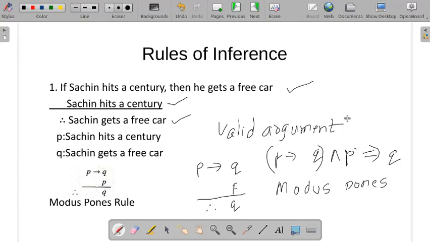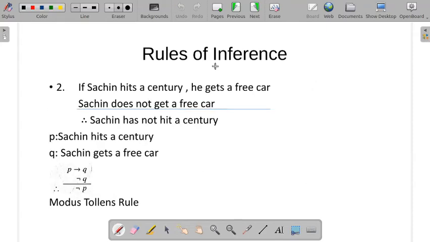This is a valid argument, you have to conclude. Second problem: if Sachin hits a century, he gets a free car. Sachin does not get a free car. Sachin has not hit a century. So these are two premises, and this is the conclusion. We will just convert them into symbolic form.